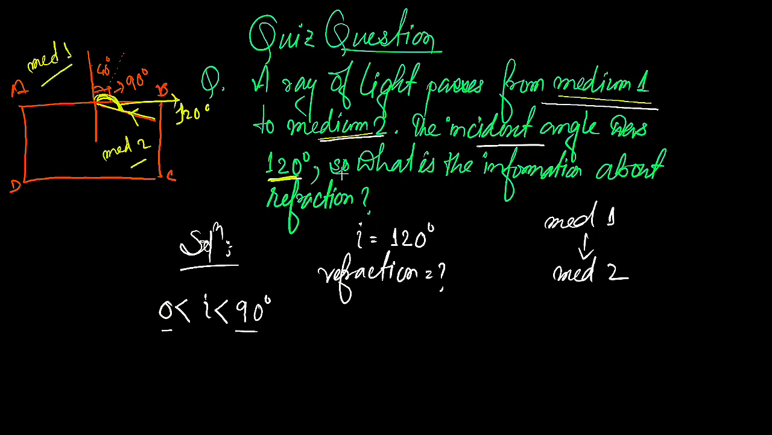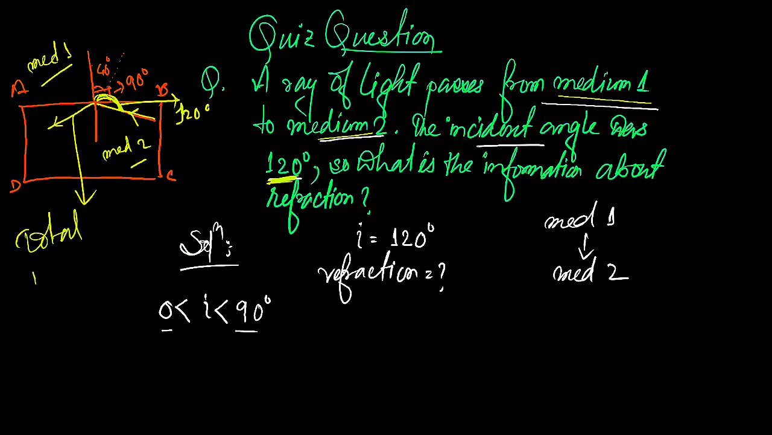This is medium 1. What you have to understand is that if the incident angle is 120 degrees, medium 1 and medium 2 are actually there to complicate things, nothing else. The main important thing is this angle. If the incident ray comes from medium 2 at 120 degrees, reflection is going to occur. There will be no refraction, only reflection, in the same medium. And this reflection is nothing but what?